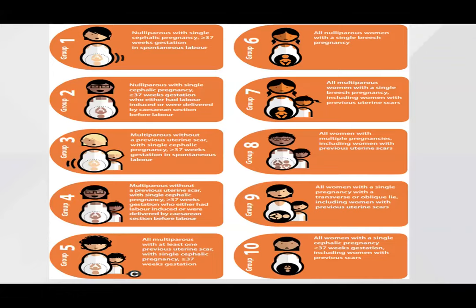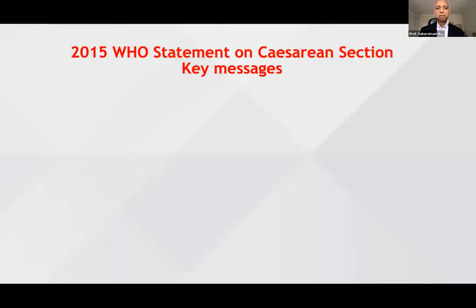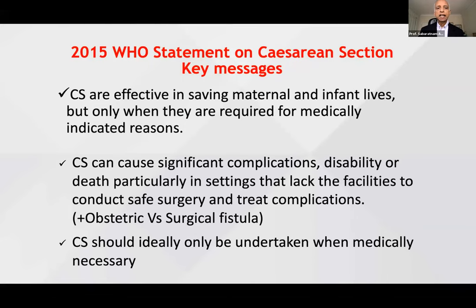So in any country, the maximal cesarean section is contributed by groups 1, 2, and 5. Number 6, which is breech, contributes a small percentage, and 7 and 8, multiple pregnancy, a small percentage. So the key messages after they analyzed based on Robson's classification was, first, cesarean sections are effective in saving maternal and infant lives, but only when they are required for medically indicated reasons. Second, it can cause significant complications, disability, and death, particularly in settings that lack facilities to conduct safe surgery and treat complications. Third, cesarean section should be done only when medically necessary.